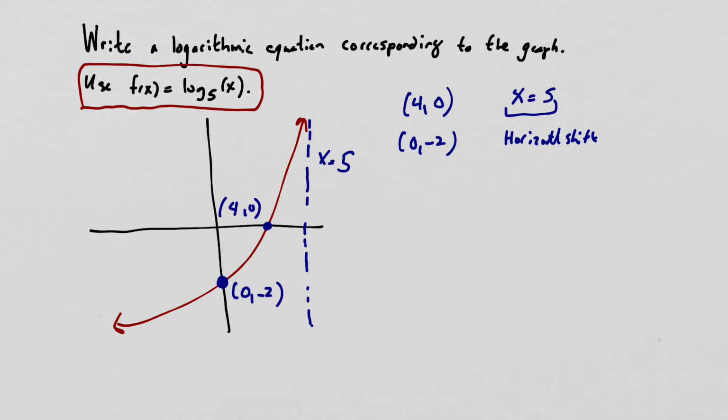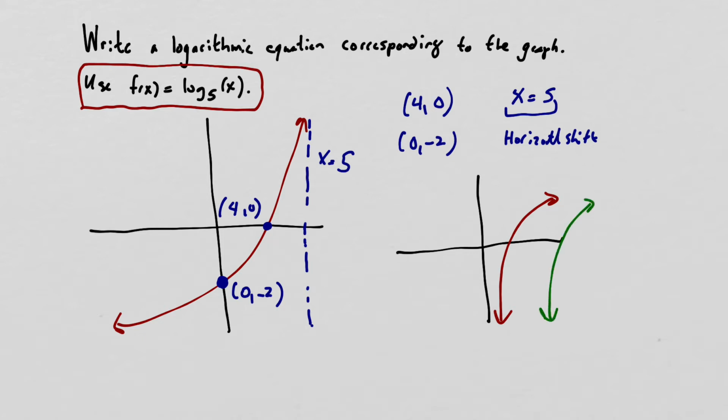And now what we have to do is highlight the transformations to obtain the graph that we're given. So if we start with our function, the log base 5, this is an increasing logarithmic function. And now here comes an important part. We first have to apply our horizontal shift by 5 units. And so our asymptote is now here.